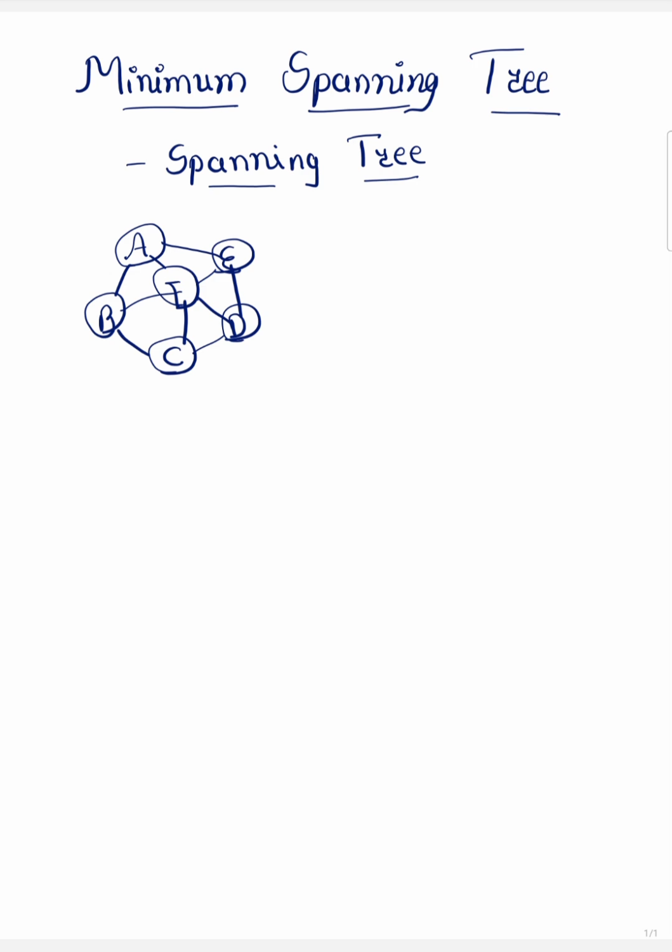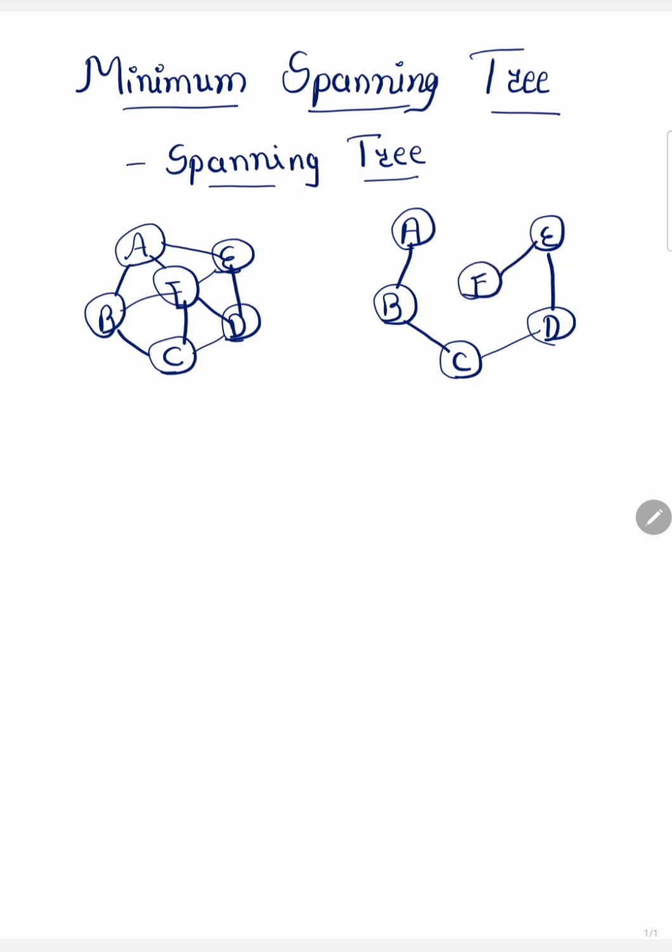So let me give you an example. Suppose I'm having this. My spanning tree can be something like this. If I join this A and E, then it will generate a cycle, right? So this is one of my spanning trees. Then there can be multiple spanning trees, right? For this I can have something like this as well.